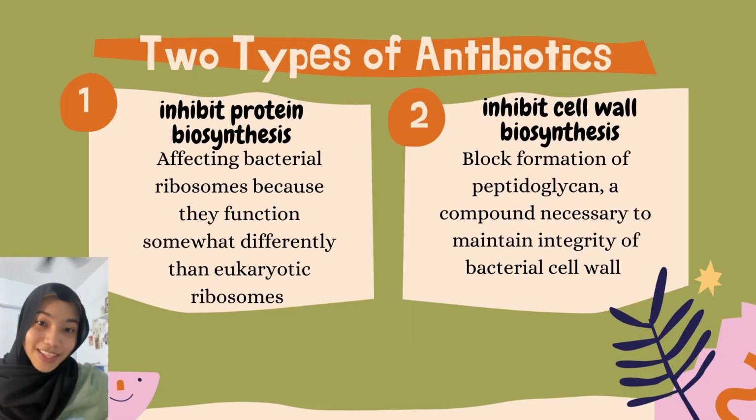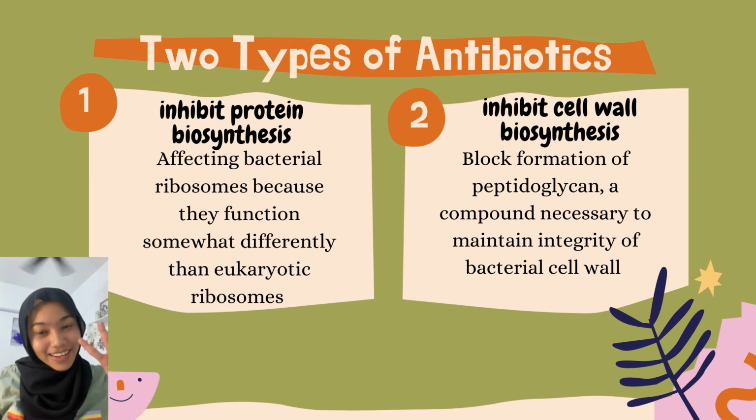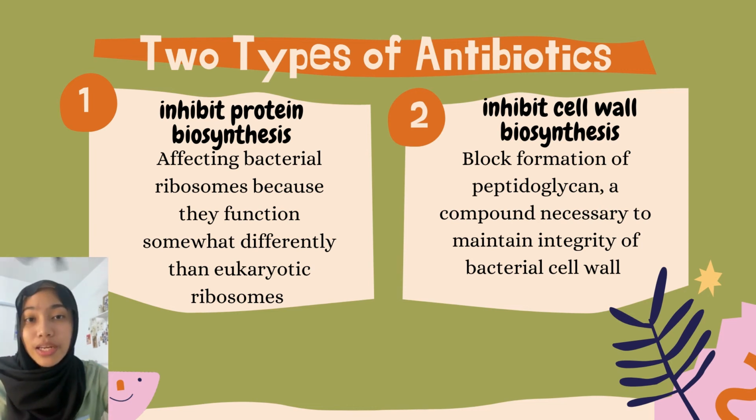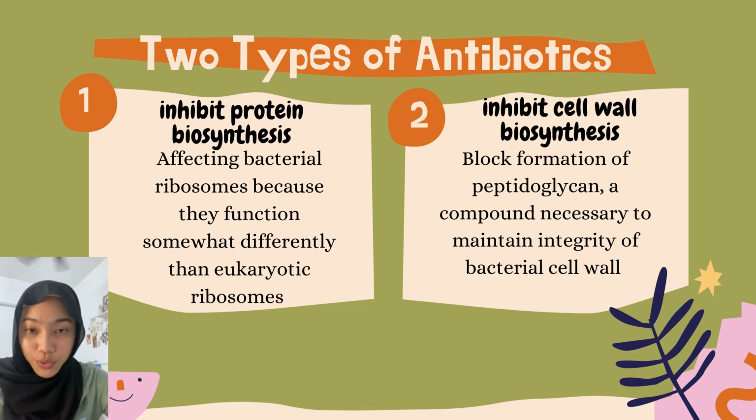Two types of antibiotics inhibit protein biosynthesis. They affect the bacterial ribosome because it functions somewhat differently than the eukaryote ribosome. Second, some inhibit cell wall biosynthesis. They block the formation of peptidoglycan, a compound necessary to protect the integrity of the bacterial cell wall.